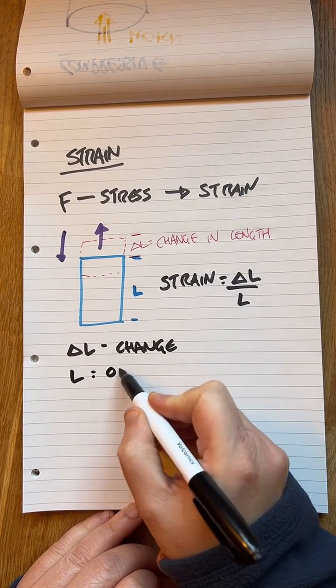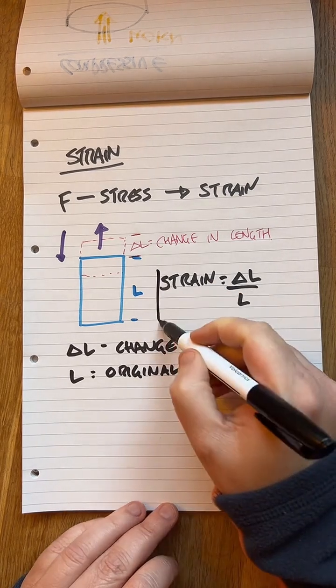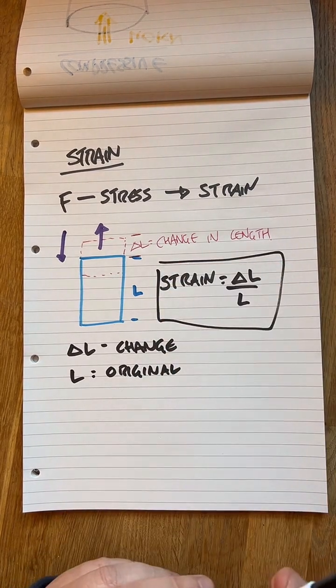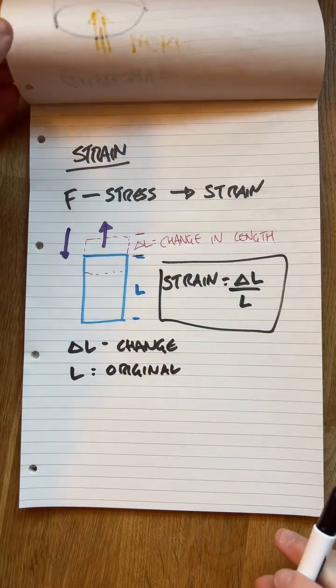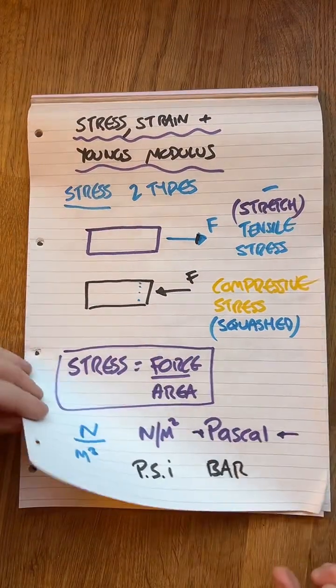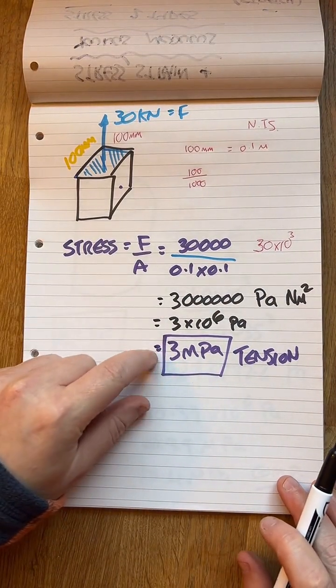And this is original. That's all it is. That's the formula. So we can work out change in length or we can find strains. It's up to us. I'm going to go back now and work out the strain on this one here. We go back to this one.